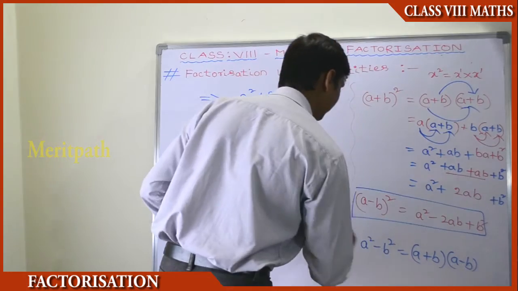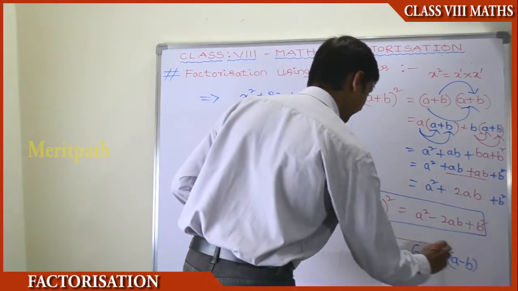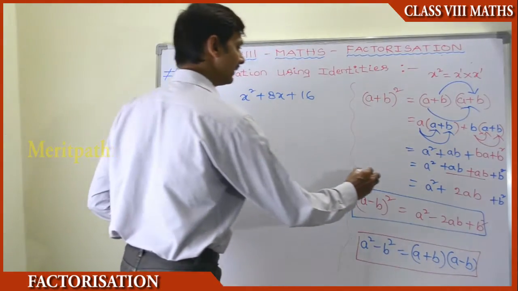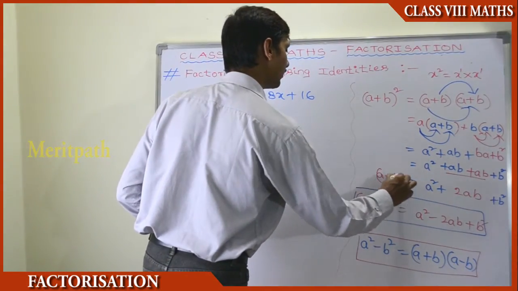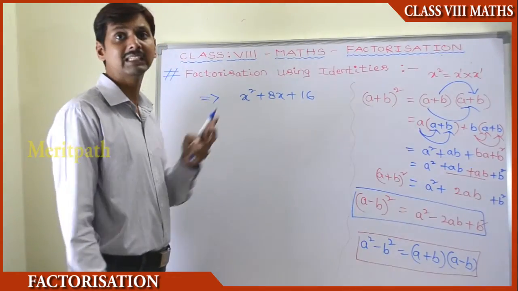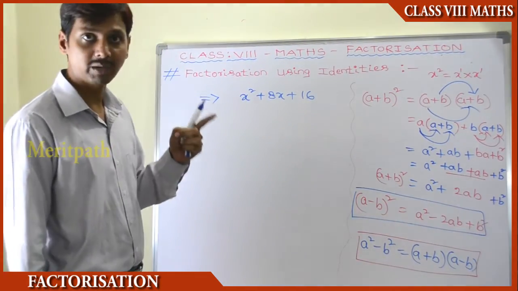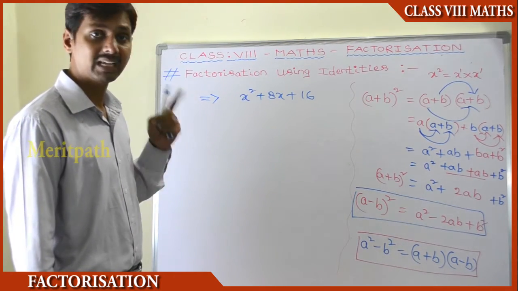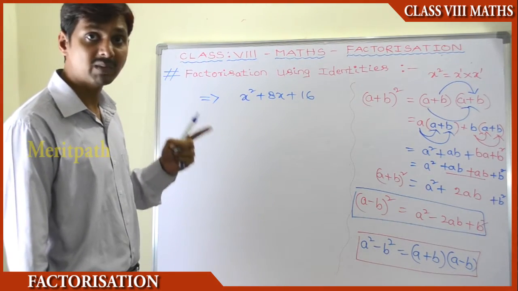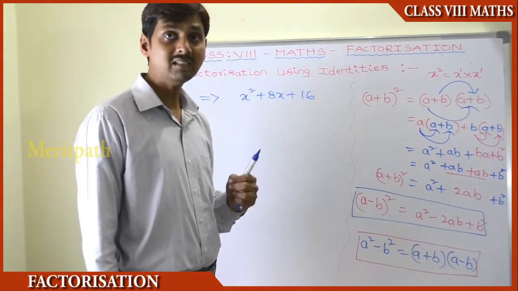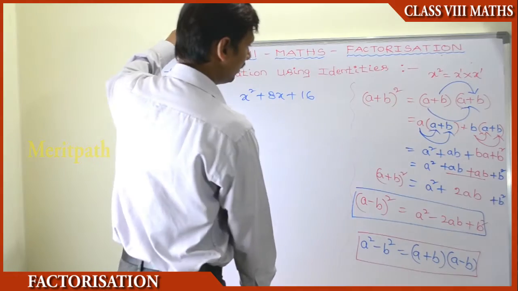So if we multiply a plus b into a minus b, we'll be getting a square minus b square, and this is a plus b whole square. So finally we got the three identities: a plus b whole square is a square plus 2ab plus b square, a minus b whole square is a square minus 2ab plus b square, then a square minus b square is a plus b into a minus b. So let's write this.